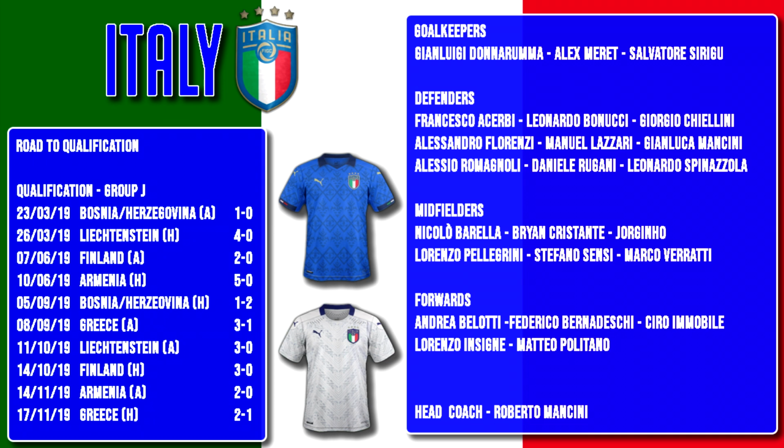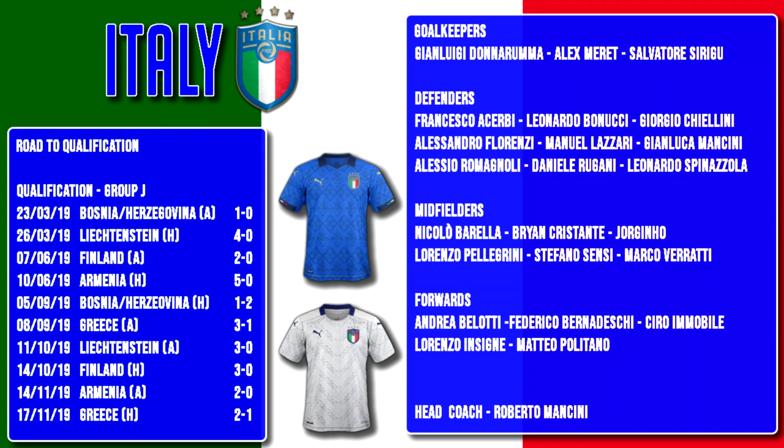So looking at the squad then, the 3 goalkeepers chosen are Gianluigi Donnarumma, Alex Meret and Salvatore Sirigu. Manuel Lazzari and Alessandro Florenzi will be the players at right back, with Leonardo Spinazzola as the left back. Plenty of options in central defence with Leonardo Bonucci, Francesco Acerbi, Daniele Rugani, Alessio Romagnoli and Giorgio Chiellini, with Gianluca Mancini also rounding out the defenders. In midfield they've got Nicolo Barella, Brian Cristante and Jorginho, Lorenzo Pellegrini, Stefano Sensi and Marco Verratti. And then the forward options: Andrea Bellotti, Federico Bernardeschi, Ciro Immobile, Lorenzo Insigne and Matteo Politano.